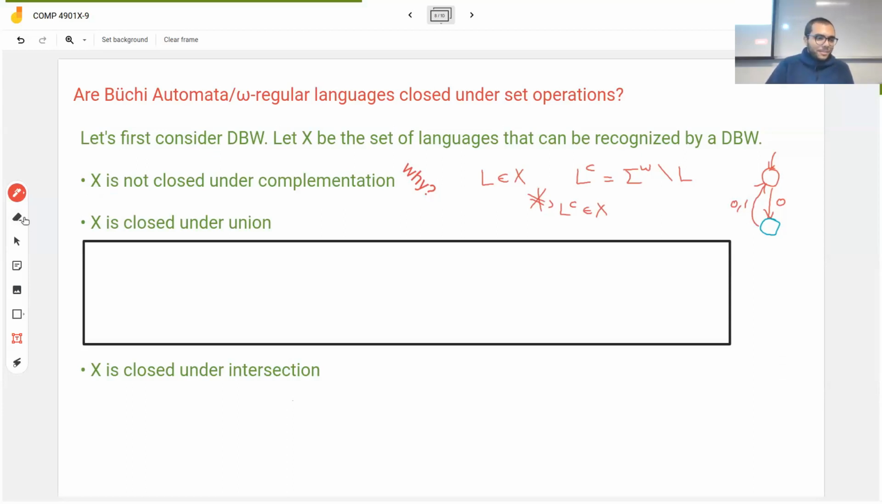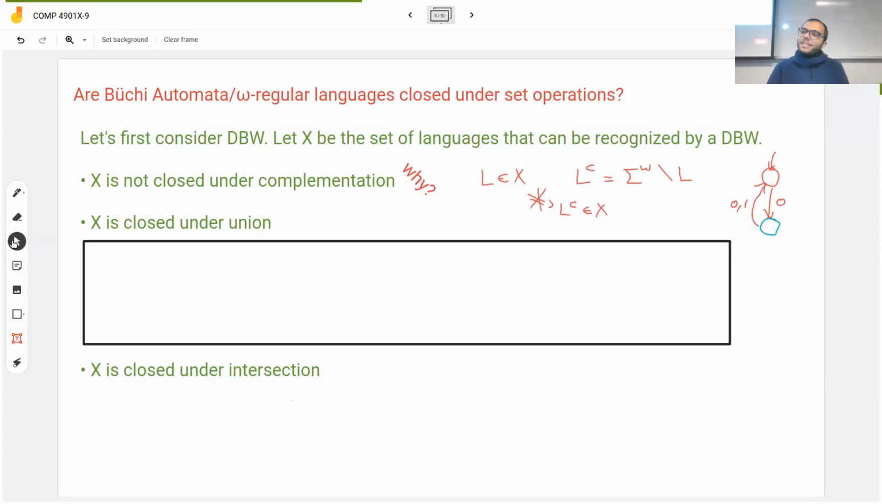But let's do the positive things now. So I claim that X is closed under union, which means that if you have two different automata, let's say you have an automaton that accepts the language L1 and another one that accepts L2, there is another automaton that accepts L1 union L2. Can you prove that?